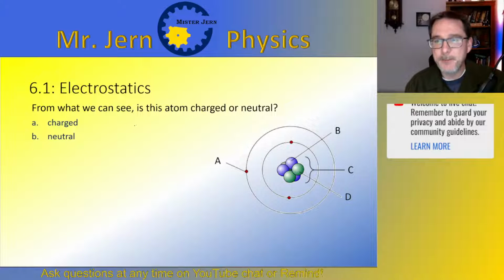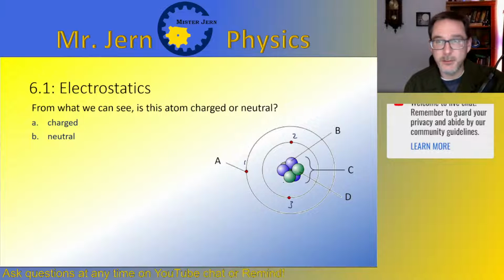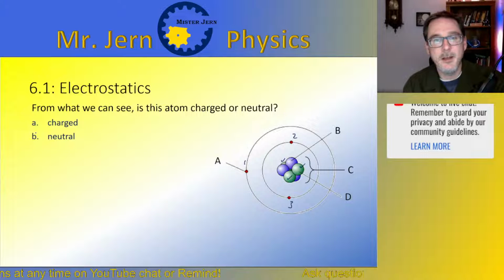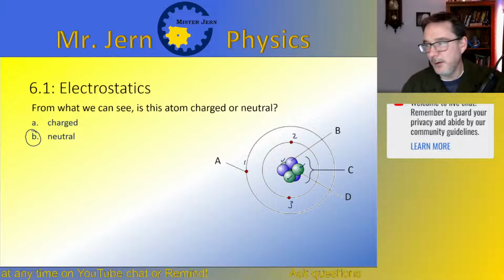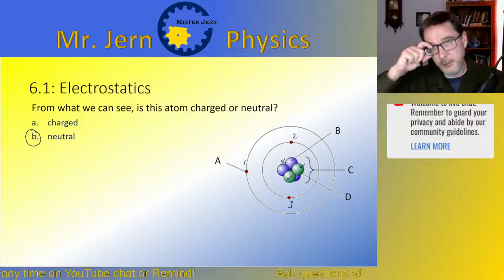And it looks like we've got 1, 2, 3 electrons. Those are negative. And those are neutral. So the green things, 1, 2 in the back and 3 in the front. It looks like we got 3 and 3, which means that it is neutral.